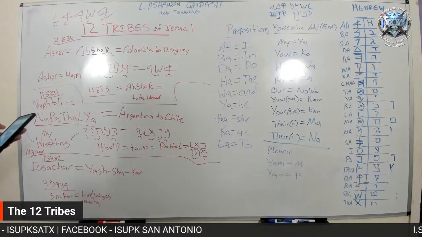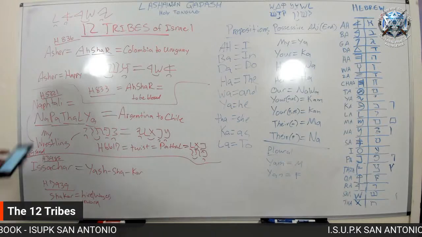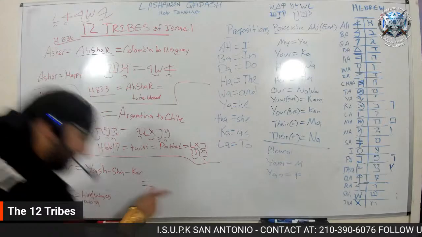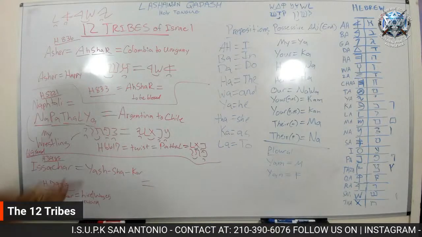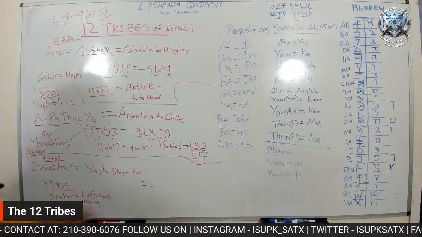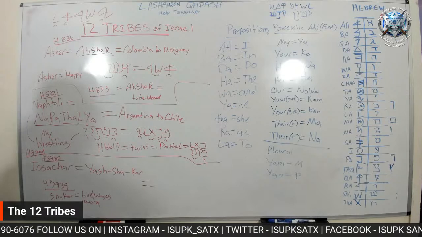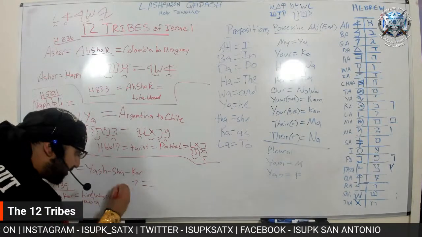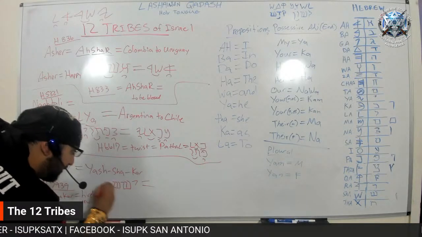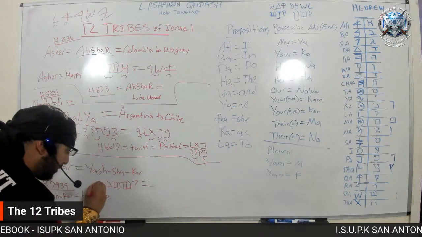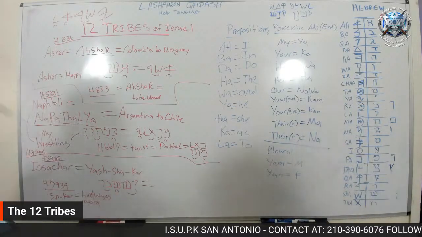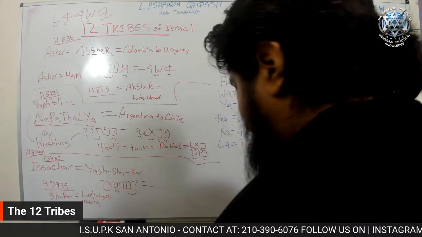So Issachar, right? H3485 is Yashshakar. So we're going to write it down here. Do you want to write it down? Give a stab at it. Yashshakar. How about I'll do the Assyrian, then you do the ancient Hebrew. Yash, Shakar. There's the Assyrian. Now we just need it in the ancient Hebrew.